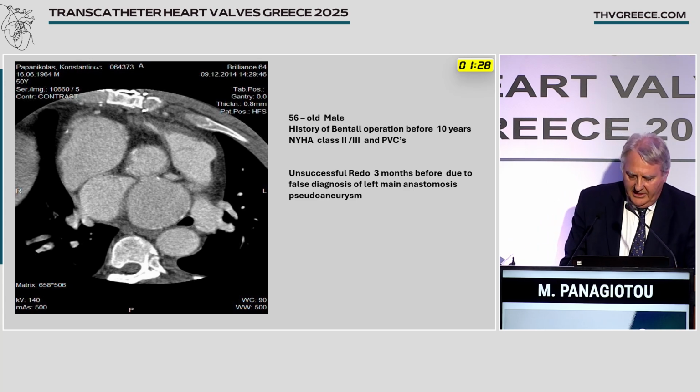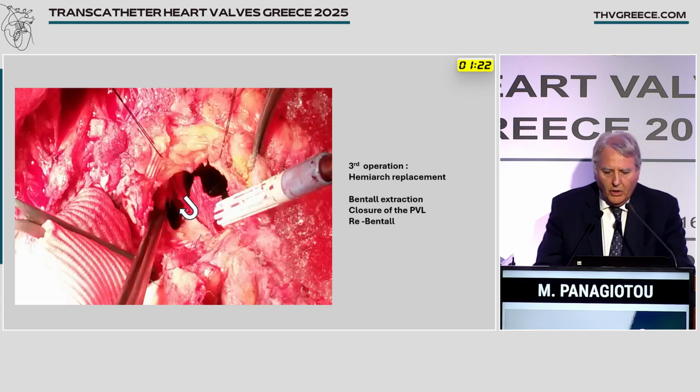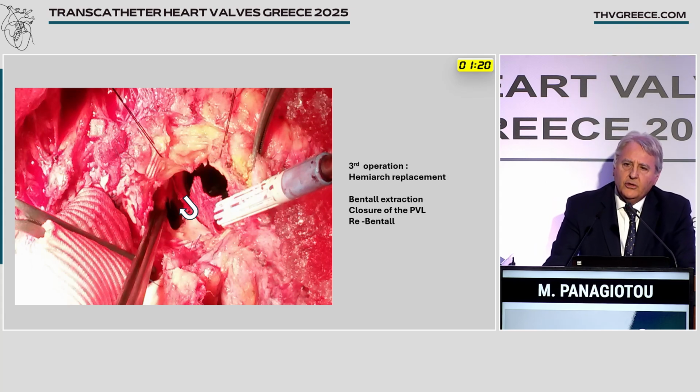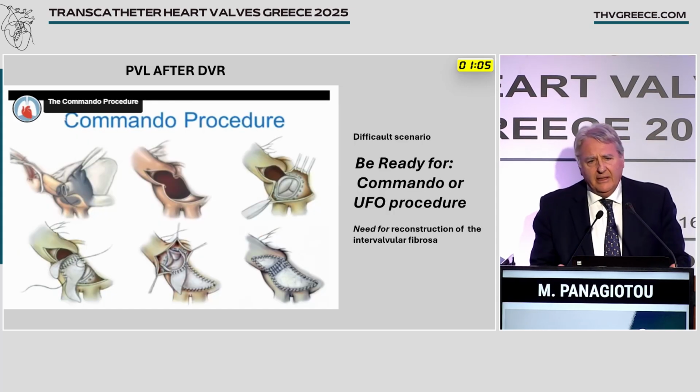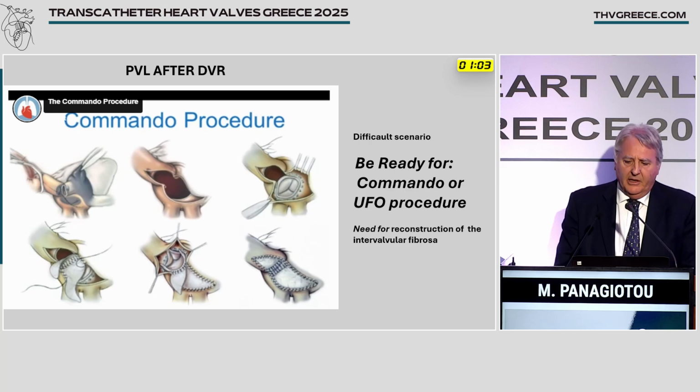This was the CT, and you can see the mass just below the ascending aorta graft. So we had to do the third operation. We did the hemiarch replacement with hypothermic arrest. We did a Bentall extraction. We closed the PVL and we re-Bentalled the patient. So you can see that these are very, very sick patients.